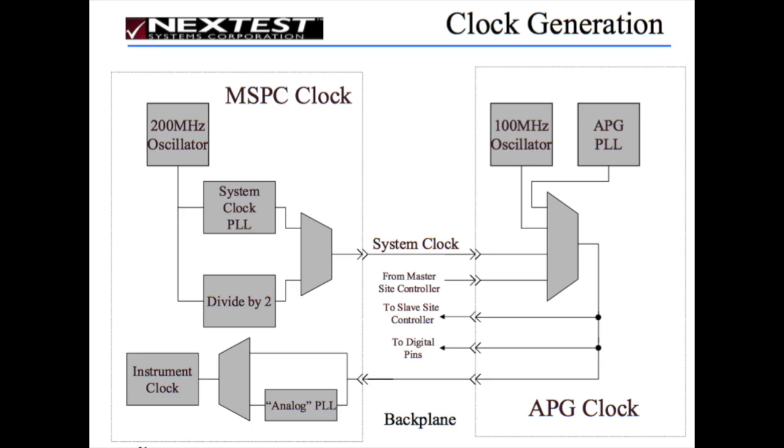The APG had a 100 megahertz oscillator and what they call the APG PLL. So generally, the digital all use the 100 megahertz oscillator for their clocks, and that goes to the slave controller and to the digital pins. The slave site controller in a Maverick has 64 pins. There's one APG board and one 100 megahertz oscillator.